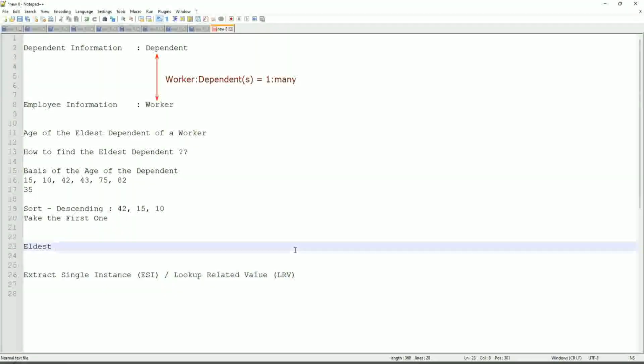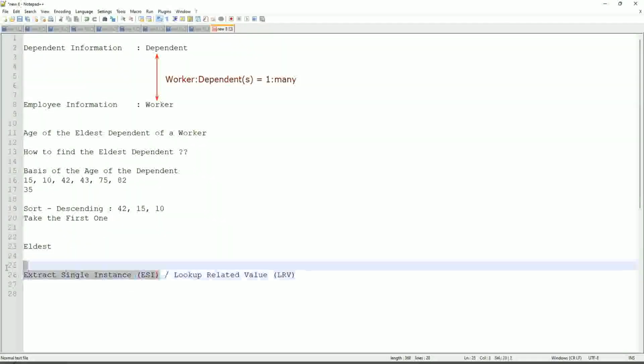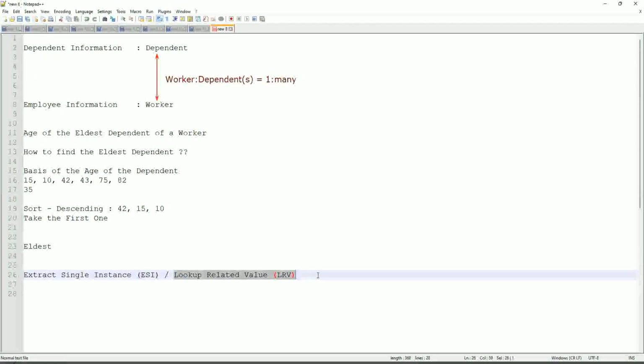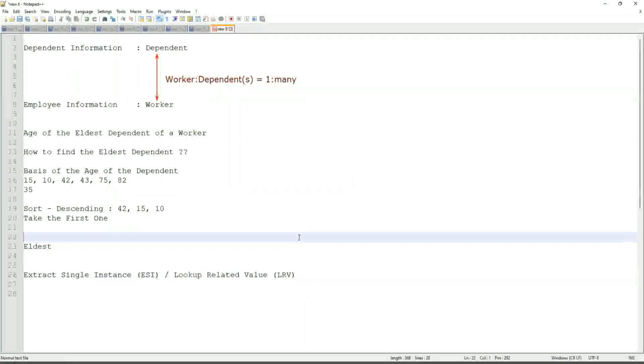They work in combination. We do not only leave with ESI. Once we extract the ESI, we use it to get some value. That's the LRV. Like here, we are going to get the age of the eldest dependent. The eldest dependent will be returned by the ESI. Right, and the age of that eldest dependent will be an LRV.